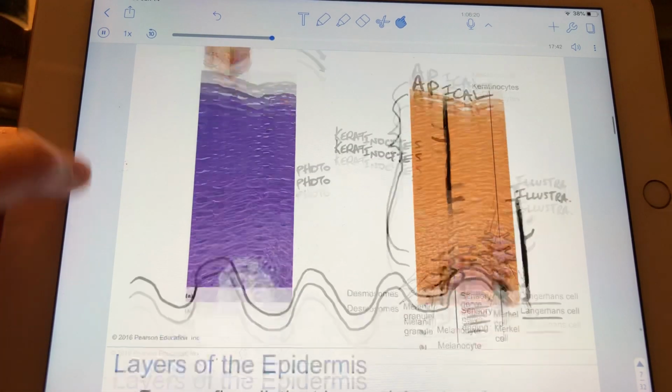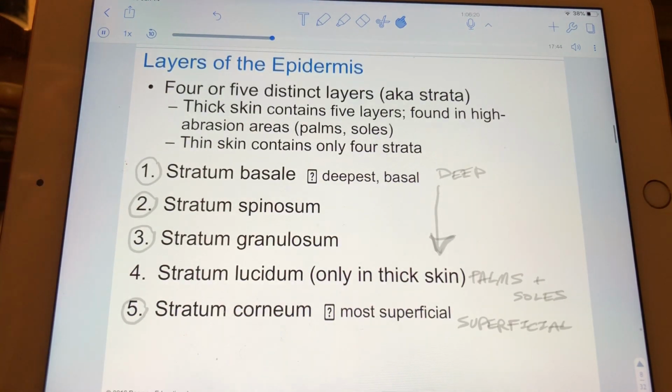Now I'm going to move along to slide 8. There are up to 5 layers or strata. A single layer would be a stratum, okay, that make up the epidermis. And the reason why I say up to 5 is that all of our skin is guaranteed to have 4 strata, whereas only the skin on our palms and soles will have a 5th layer, a 5th stratum, okay?